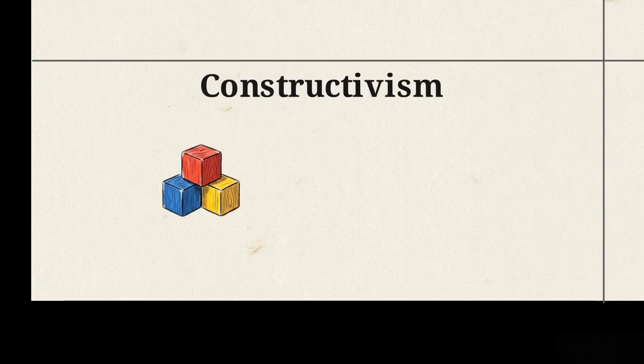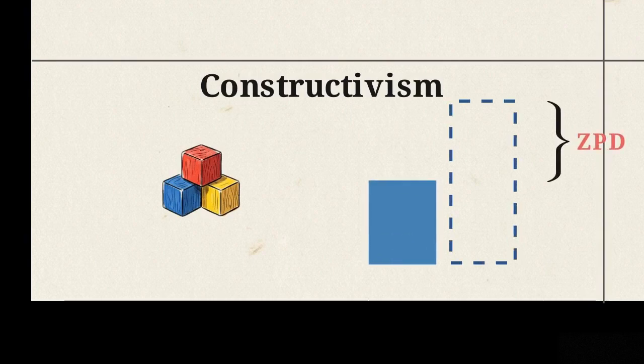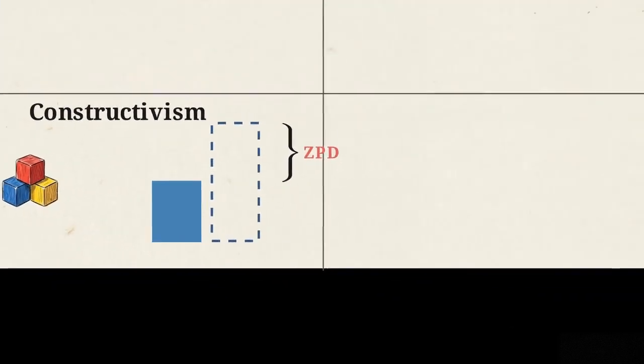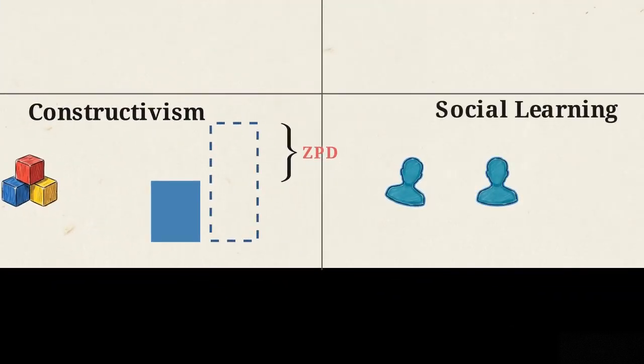This visualization represents the gap between what a learner can do alone and what they can do with help, Vygotsky's zone of proximal development. This is the core of constructivism, which, along with Bandura's social learning theory, emphasizes interaction and observation as key drivers of growth.